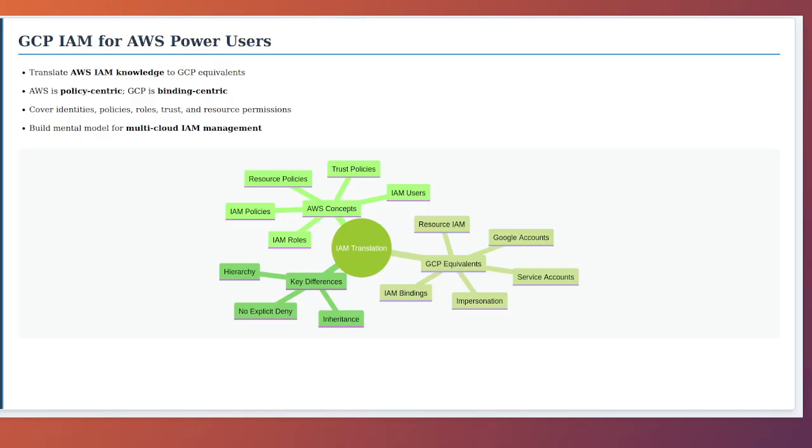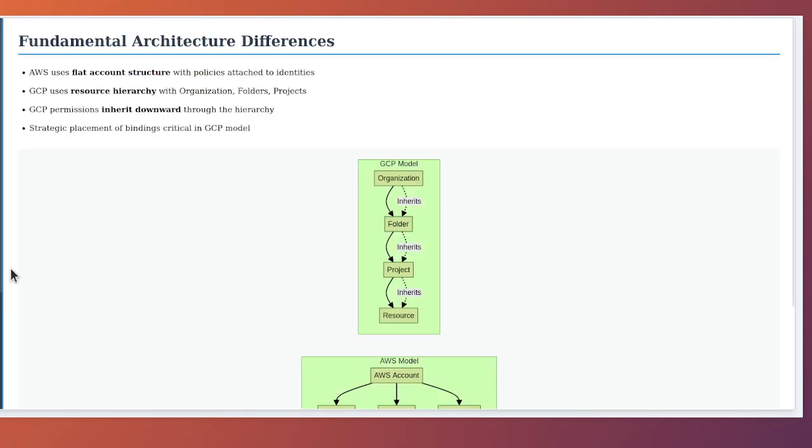Throughout this presentation, we will map familiar AWS concepts to their GCP equivalents. We will cover identity types, policy structures, role definitions, trust relationships, and resource-level permissions. By the end, you will have a clear mental model for translating your AWS IAM knowledge into effective GCP IAM configurations. Fundamental architecture differences. Let us begin by examining the fundamental architectural differences between AWS IAM and GCP IAM.